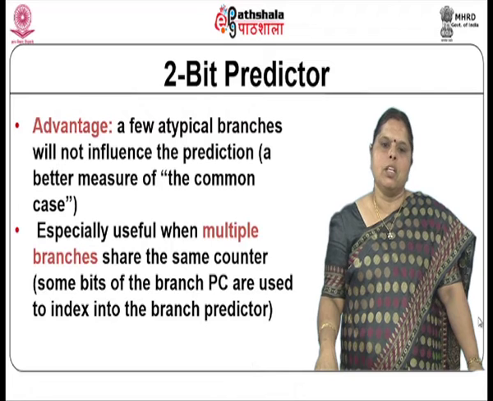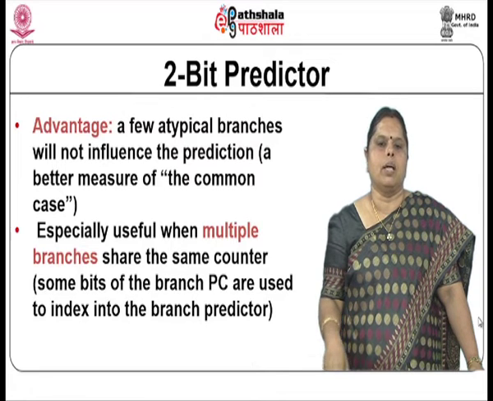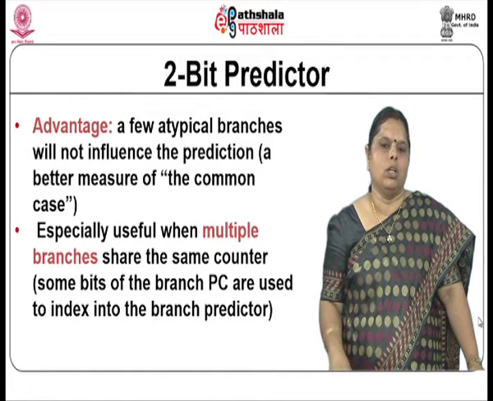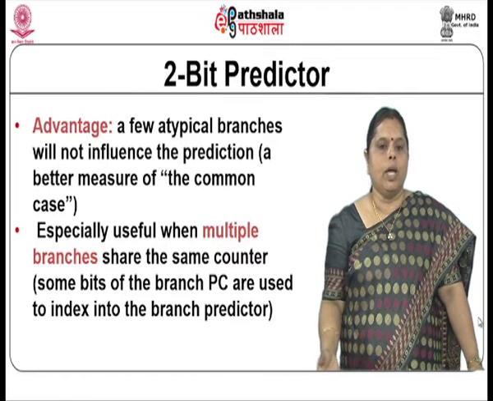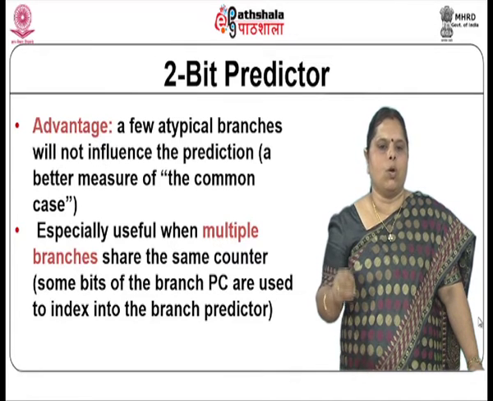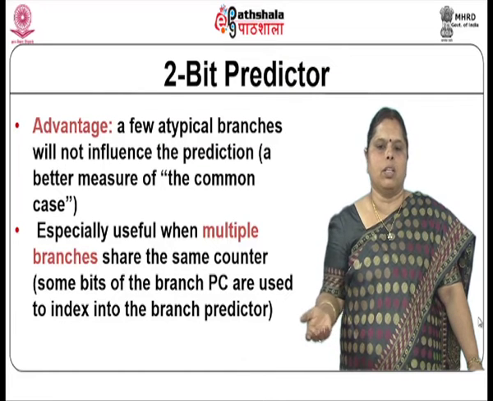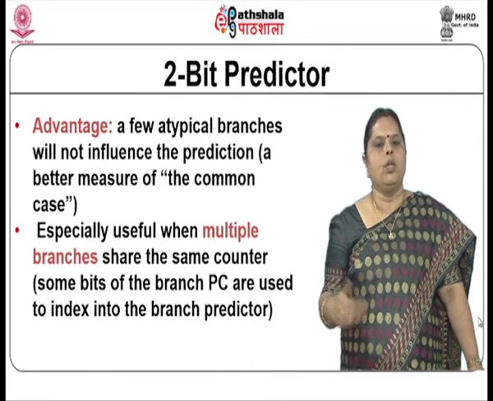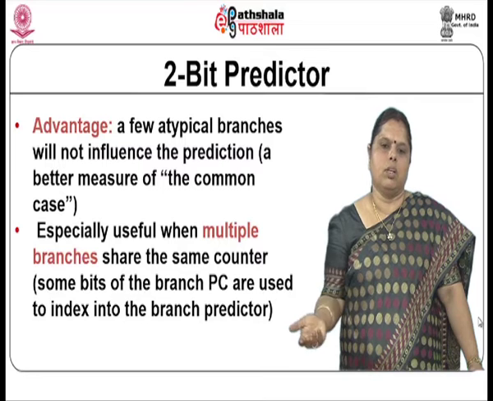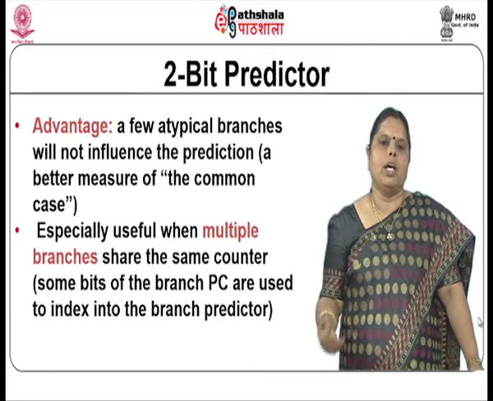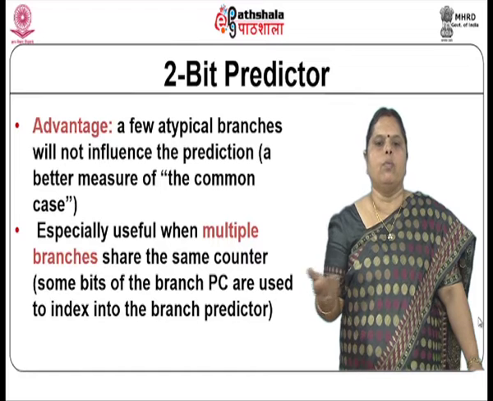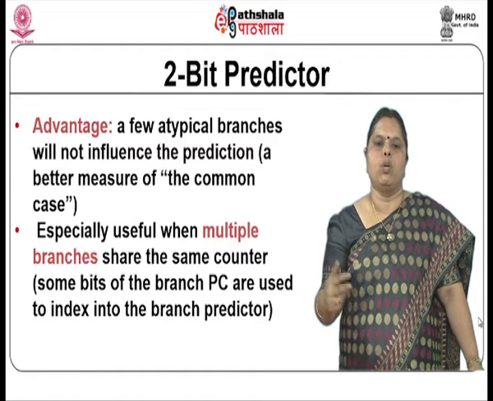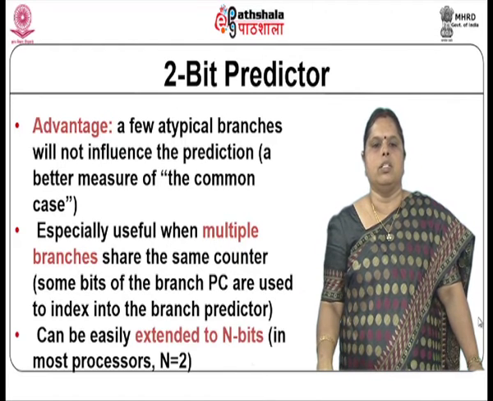So this is especially useful when multiple branches share the same counter. Because you make use of the same least significant bits, you may have multiple branches sharing the same counter value because they may point to the same least significant bits, and because of that you may get different outcomes for different branches. So it does not really make sense to immediately shift your prediction whenever you go wrong once. So you wait for 2 times and then make a change in prediction.